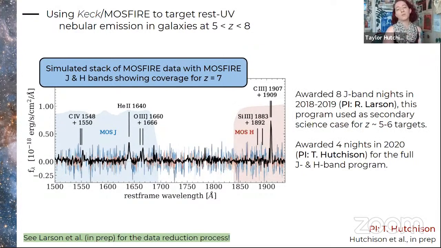For this work, we were awarded 8 J-band nights in 2018 to 2019 by work led by Rebecca Larson, which you've already heard about. This program was a secondary science case for it, so we targeted redshift 5 to 6 sources. And then for this J and H band program, we were awarded 4 nights in 2020. We're still working through all the data and processing. Shout out to Rebecca Larson for an amazing job with the data reduction, and stay tuned for that awesome work.